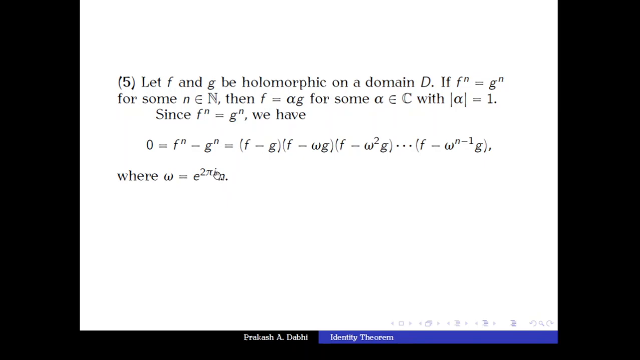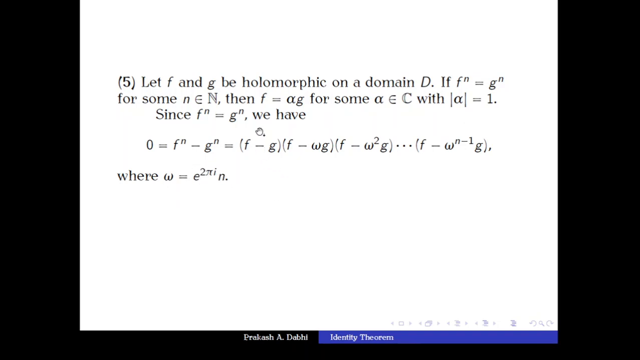The n here should be in the division, not above. Omega equals e power 2 pi i by n. It is the nth root of unity. Let me say it again, omega is what? E power 2 pi i by n.